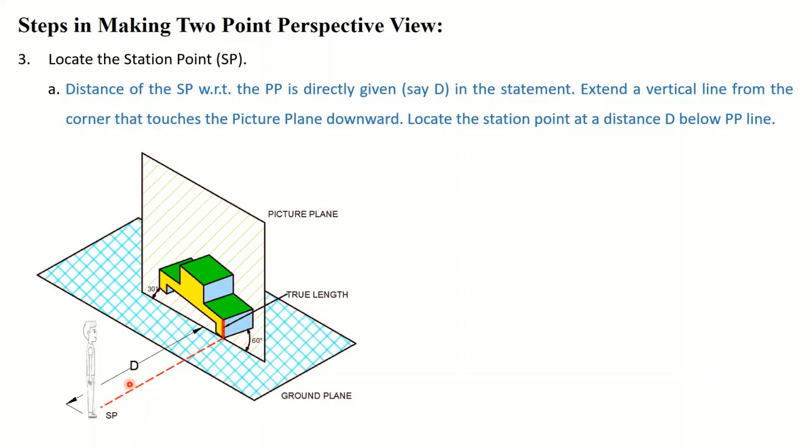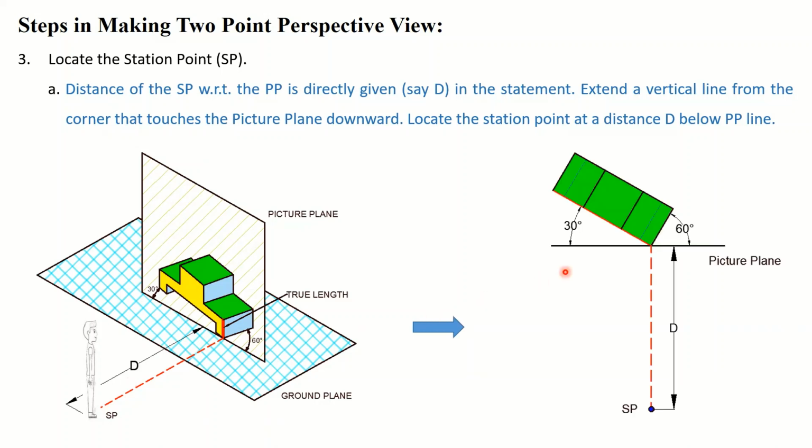Now if that is the case, then this line here represents the picture plane. This is the top view as explained in the previous slide, and to locate the station point, right from this corner, just draw a vertical line and move along a distance d which is given, and this is the station point.